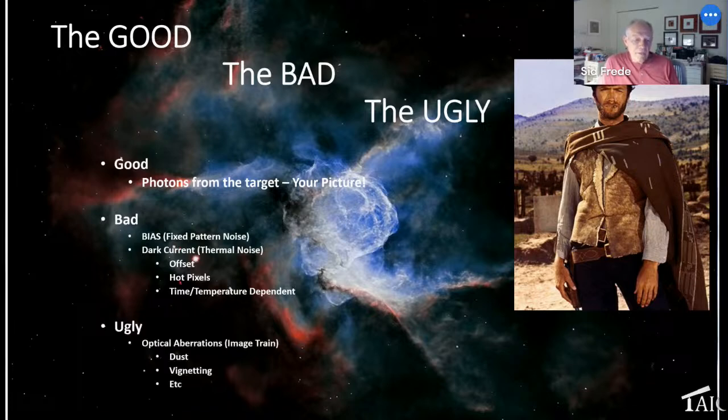The ugly, those are all the optical aberrations in the image train. That's the dust that sits on our filter, no matter how much we try to clean and keep it sealed. Vignetting: we have a circular image train, but yet we have rectangular or square sensors. So we'll typically get darkening on the corners or the edges, and the calibration frames help us remove that. And you may have internal reflections inside the image train, but just a whole number of things that add ugly items to your photo.